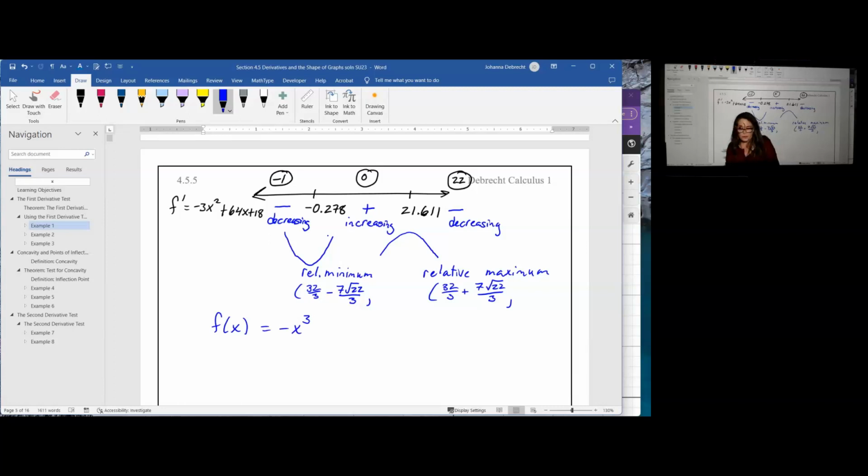I've lost my problem. Where'd it go? Plus 32x squared plus 18x.